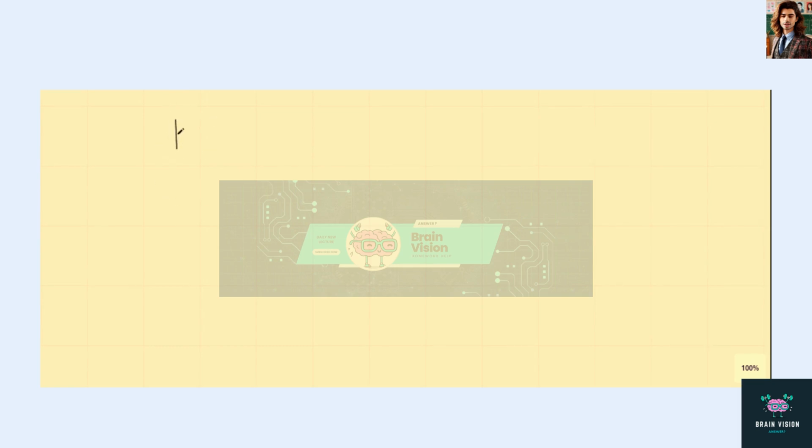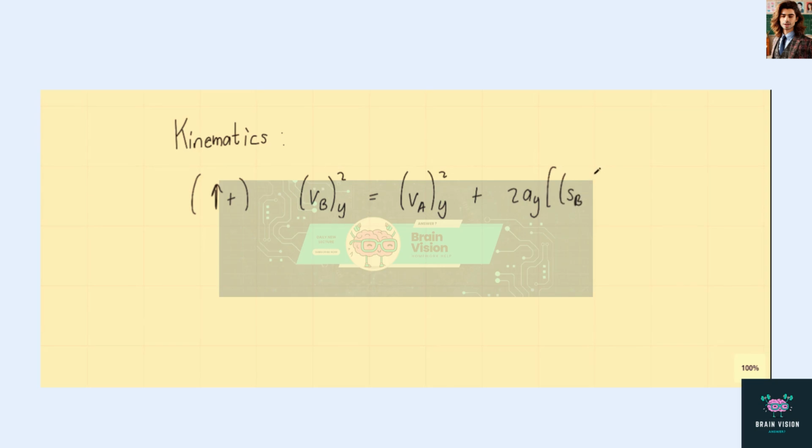So, firstly, we will use kinematics and consider the vertical motion from A to B. We'll take the upward direction as positive, and we'll use the kinematic equation that the y component of v at B, vBy squared, must equal vAy squared plus 2 times the acceleration in the y direction times the position at B minus the y component of the position at A.